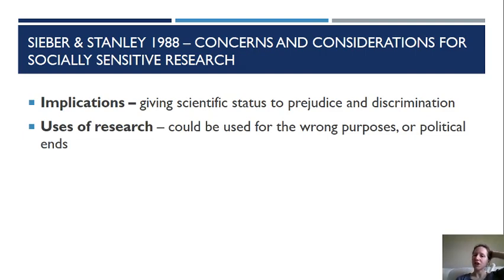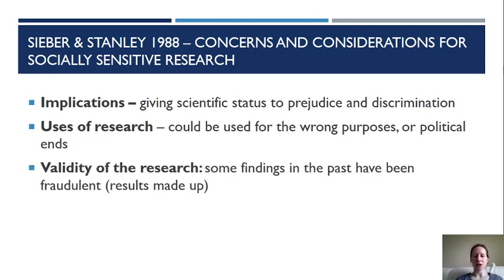So research that's conducted could be used, even if you conduct it with the best intentions in the world. If you're conducting research into a particular race and it shows something, that could potentially be used for the wrong purposes or for political ends. And it's really important to fully consider that before embarking on any such research. How is it likely to be used at the end? Is this going to lead to a really negative situation?